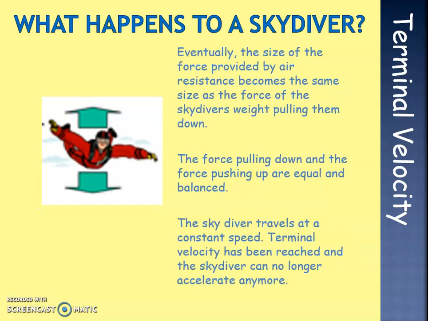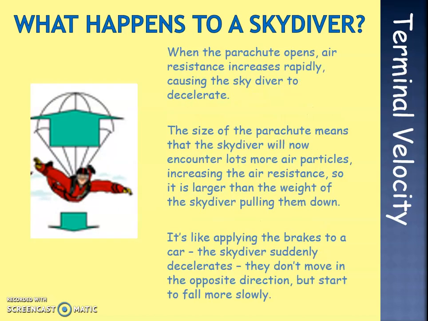Eventually, if they're falling for long enough, the size of the force provided by air resistance becomes the same size as the force of the skydiver's weight pulling them down. The force pulling down and pushing up are equal and balanced, which means the skydiver then travels at a constant speed. We call this the skydiver's terminal velocity. Can't accelerate anymore.